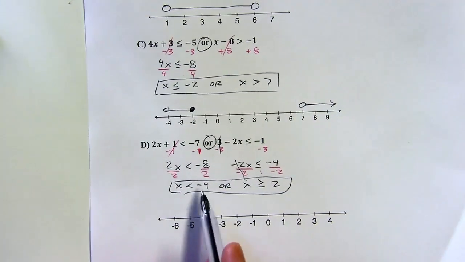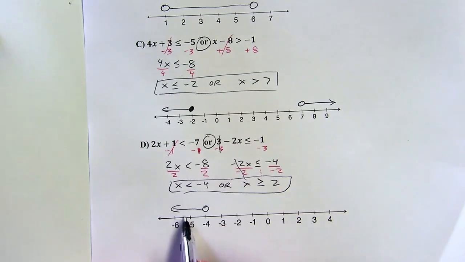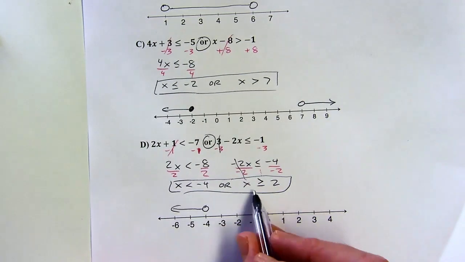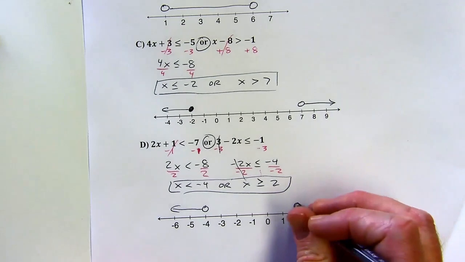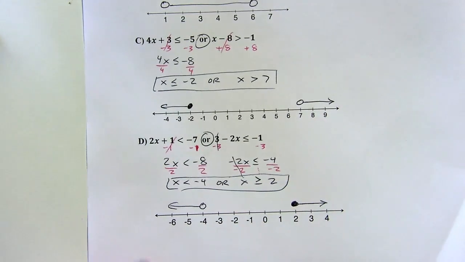Okay, so above the negative 4, I've got an open dot, an arrow going this way because that's numbers less than negative 4. And then numbers greater than or equal to 2. So a closed dot and numbers bigger than 2 would be to the right. And there's my number line solution.